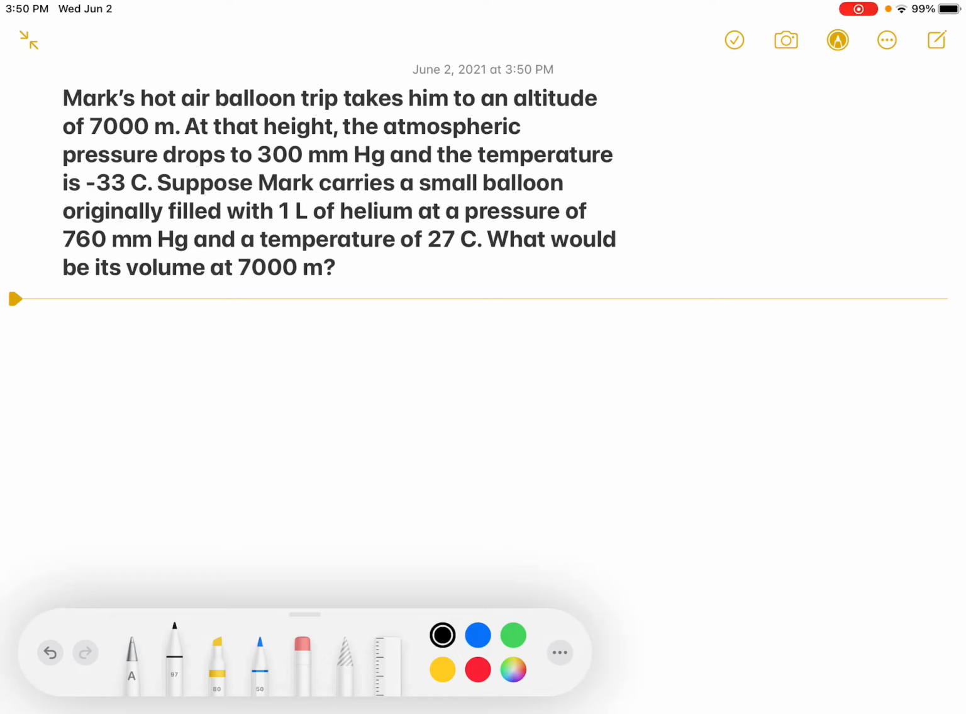In this example, we'll be looking at how to apply the formula for the combined gas law. So the combined gas law takes all the relationships that we've learned in Boyle's law, Charles' law, and Gay-Lussac's law and puts them together such that none of pressure, volume, or temperature have to be constant. So it makes the situations a little bit more realistic.